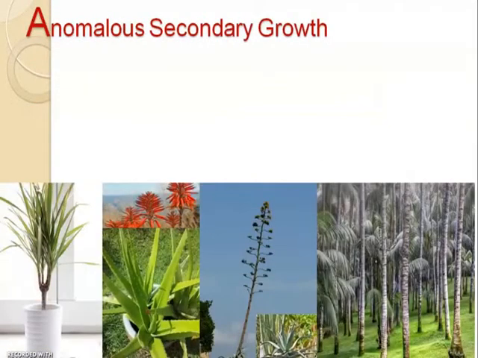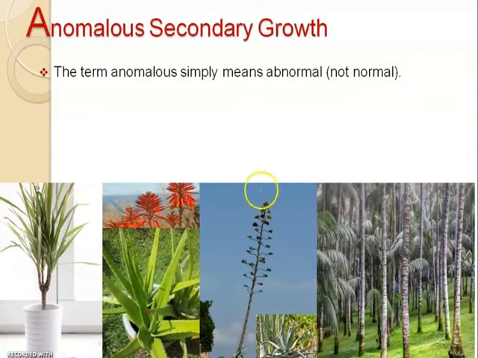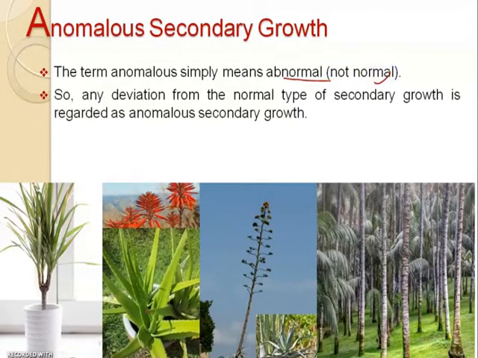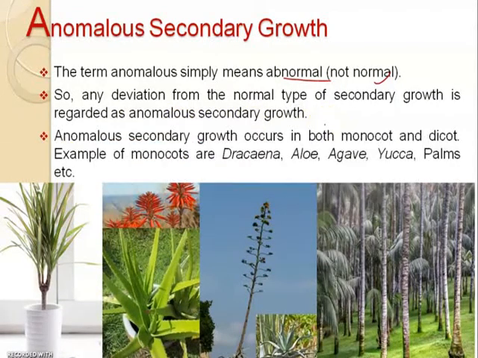Now, what is anomalous secondary growth? The term anomalous simply means abnormal, which is not normal. So, any deviation from the normal type of secondary growth is regarded as anomalous secondary growth. Anomalous secondary growth occurs in both monocot as well as dicot.